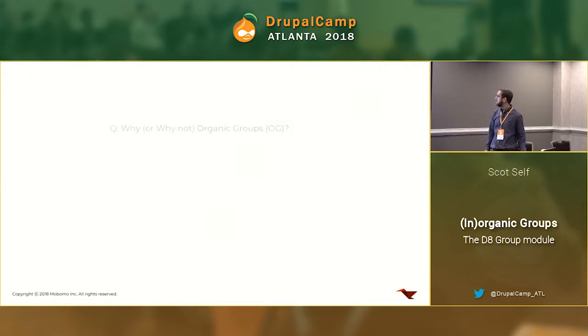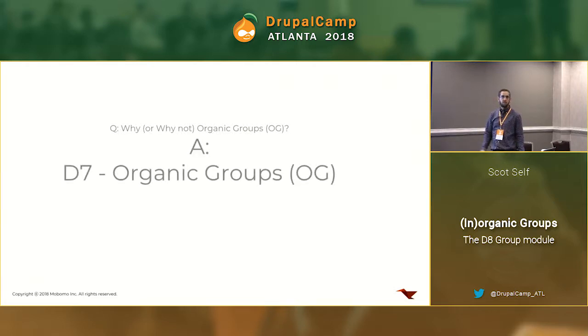All right. So just to answer the original question, why or why not? I think the answer for D7 is a clear vote for organic groups. Again, I never used group for D7. It is out there, so feel free to try it out and shoot me a tweet or something and say, no, man, this D7 group's way better than organic groups. But I tend to doubt it, honestly, just because of the contrib factor alone. Having all those integrations with taxonomy and menus and stuff is just completely invaluable.